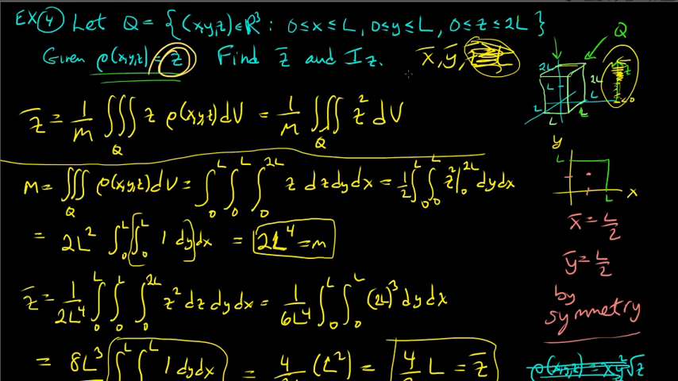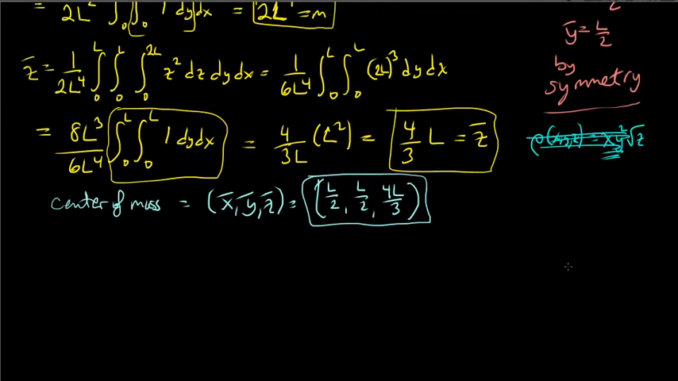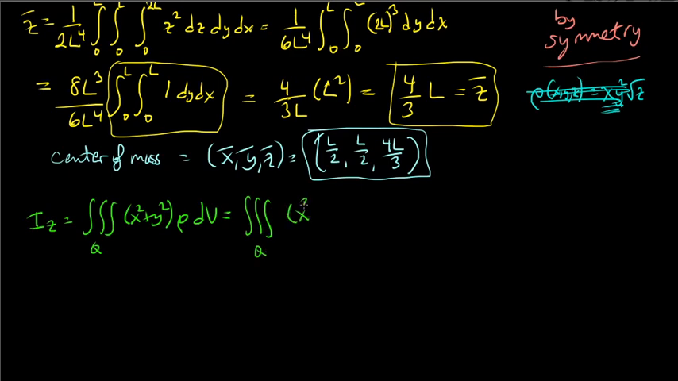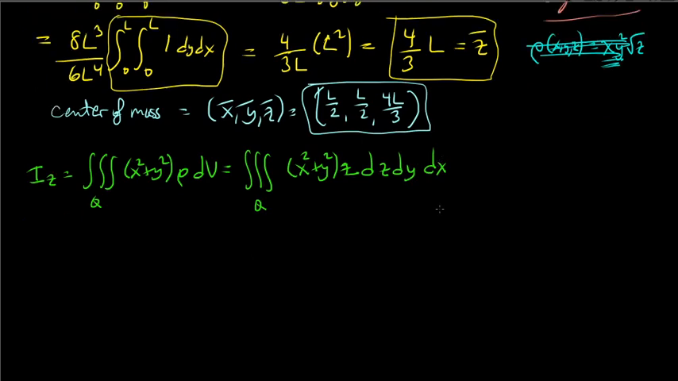Oh, and they want Iz, the moment of inertia about the z-axis. Fair enough. The formula for that is on your formula sheets. It's just the triple integral of x squared plus y squared times the density, which we know is z, times dV. This might be a more complicated integral than I had anticipated, but we'll work it out.